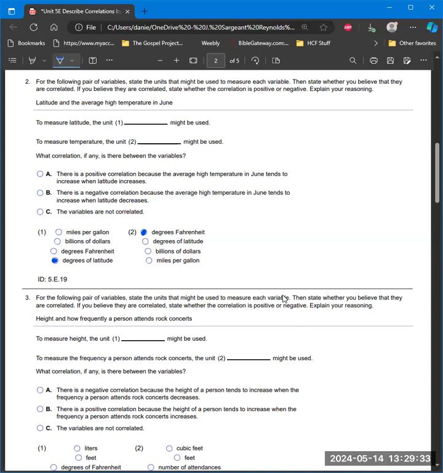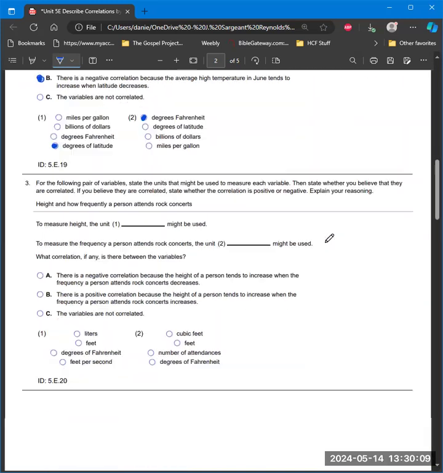What correlation, if any, is there between the variables? There is a negative correlation because average high temperature in June tends to increase as latitude decreases. And why are they talking about June? Look up here. I didn't read the statement, but latitude and the average high temperature in June. There's what we're trying to find the correlation for and the relationship there.